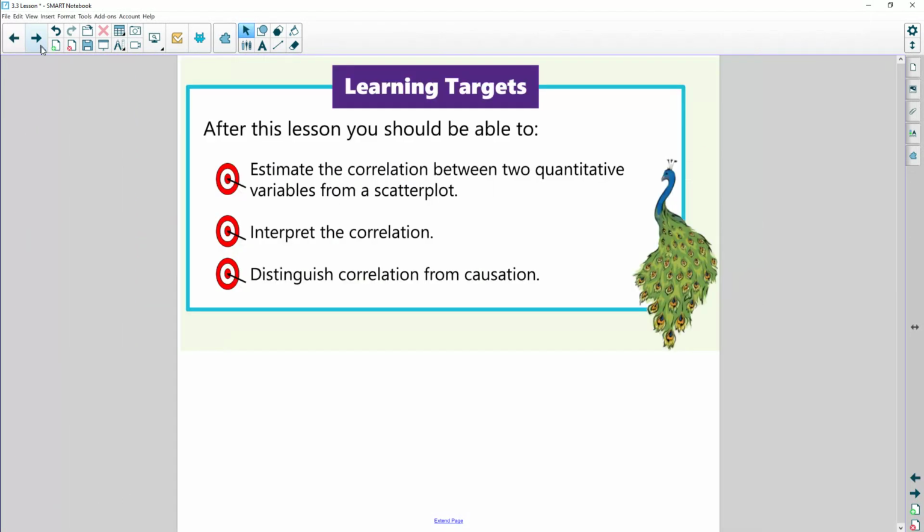So, a couple things about correlation. It's just estimating the correlation or the association between two quantitative variables in a scatter plot. We're then going to interpret the correlation, and then we're going to distinguish the correlation from causation. Are they the same? Does correlation basically say that there's a cause?